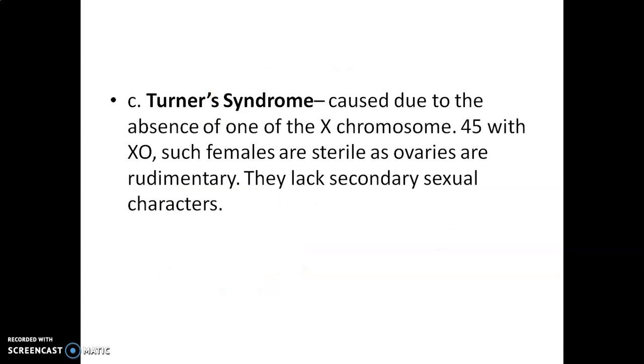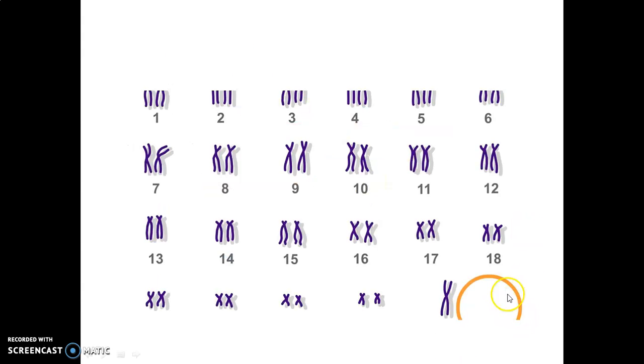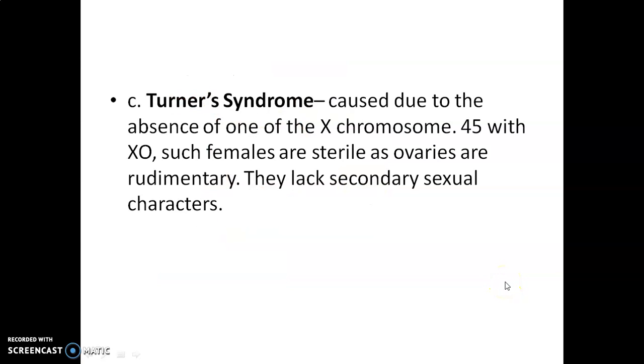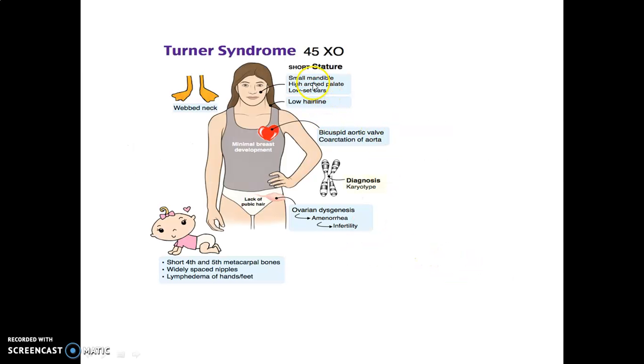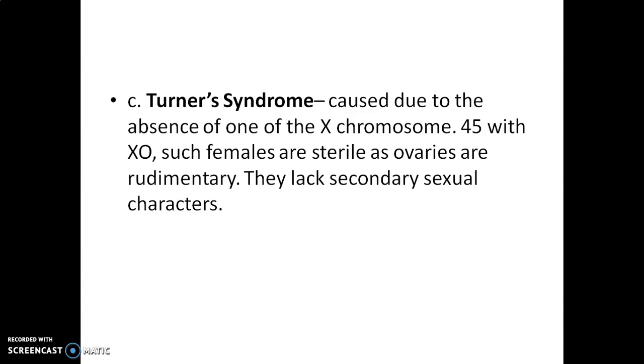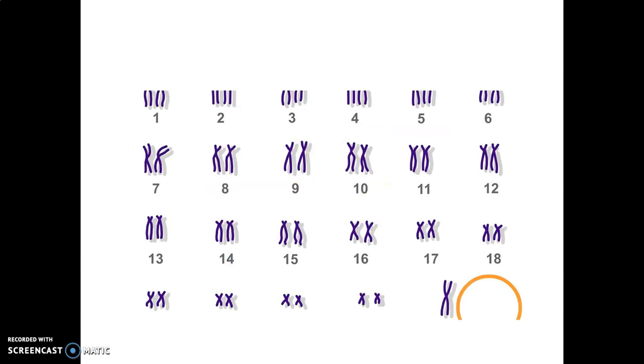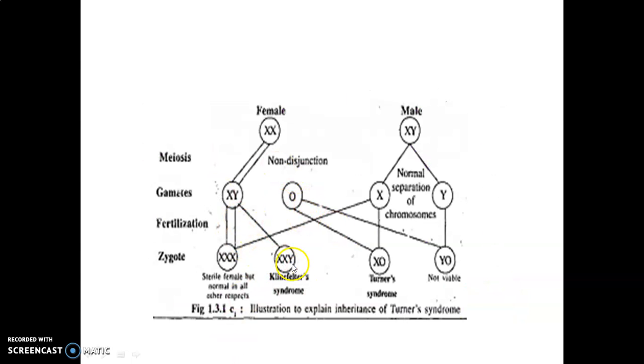Then the last one, Turner syndrome, caused due to the absence of one of the X chromosomes. That means 45, with X0. See, here one chromosome is missing. So in the X0 condition, such females are sterile as ovaries are rudimentary. They lack secondary sexual characteristics: small mandible, high arched palate, low set ears, low hairline, bicuspid aortic valve. Then lots of characteristics are there: ovarian dysgenesis, etc. So that is Turner syndrome, 45, that is X0. So Klinefelter syndrome, then Turner syndrome, and Down syndrome. Down syndrome is 21st trisomy. Clear, children? That is about chromosomal disorders.